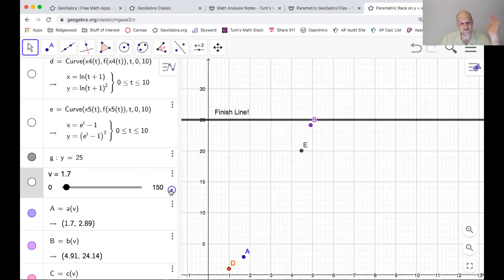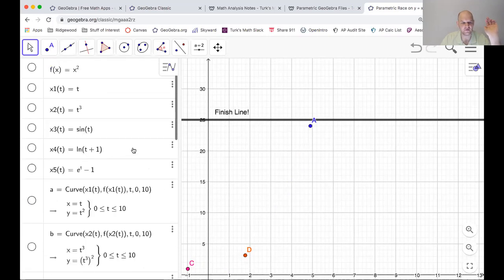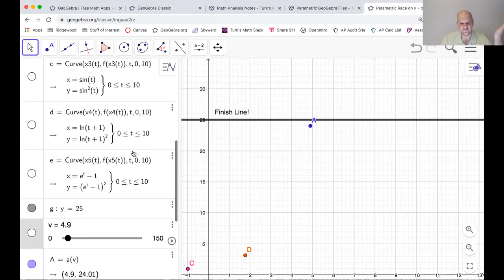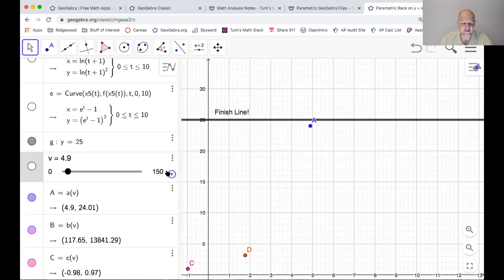So you can see like some of these take off. A gets there eventually. What's A? A is probably just x of t. So it's going to take until 25 to get to 25. No, it's going to take until 5 to get to 25 because it takes 5 to get to x equals 5 and then a squared to 25. So A is going to take that long.